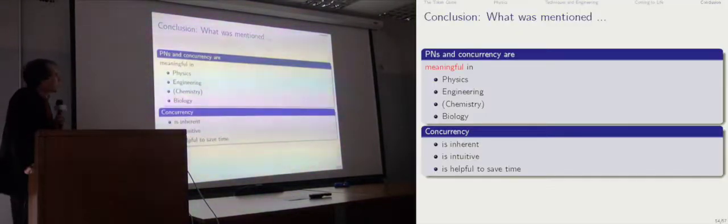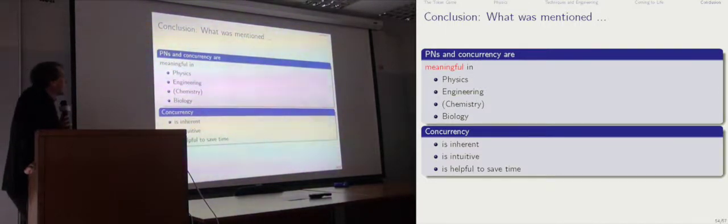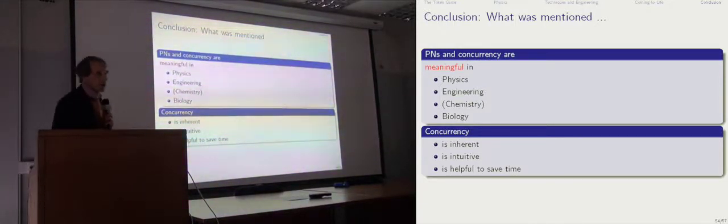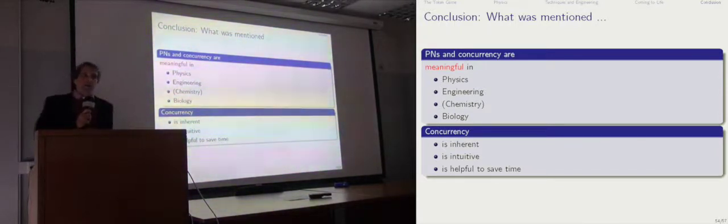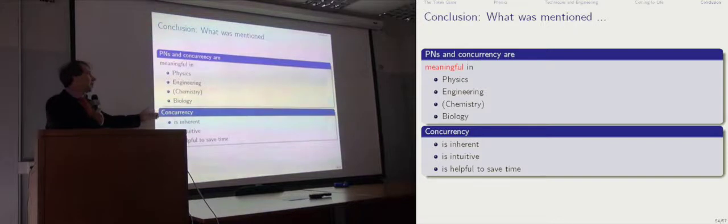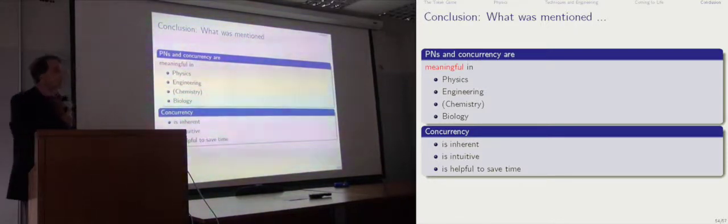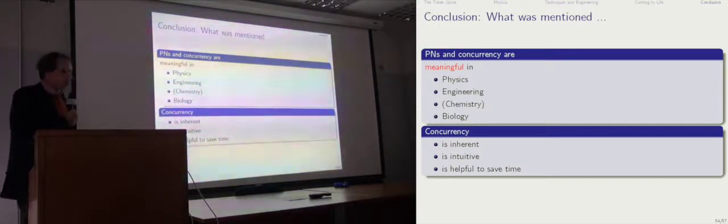Okay. Thank you very much for being with me until this point. Let me just resume the things that I did say today. I hope I convinced you that the Petri net as a model and the phenomenon of concurrency are both meaningful in a strong sense. They correspond to something real in physics, in engineering, of course in chemistry, and increasingly in biology. It's not just paperwork. Concurrency is an inherent property of systems. It's also intuitive. Remember that sometimes representing concurrency as such tells you more of a system than gluing everything together.